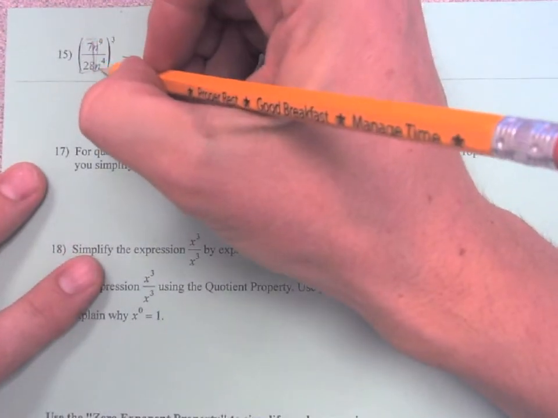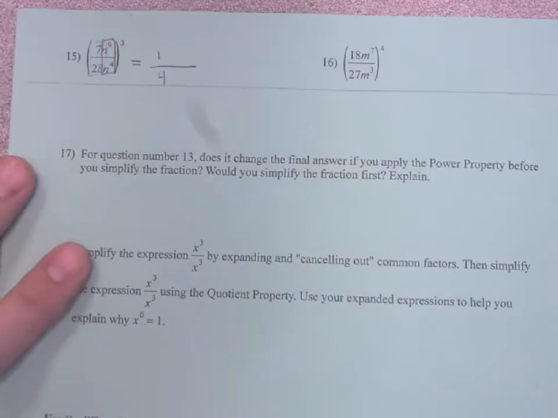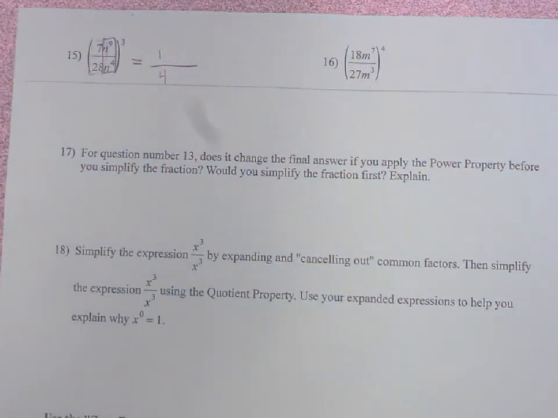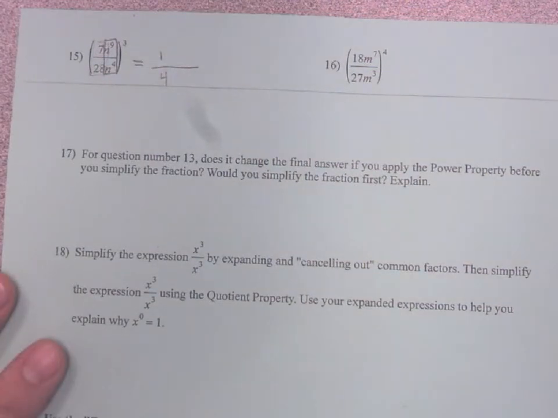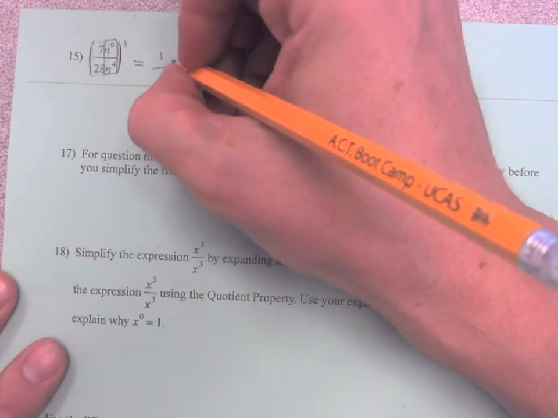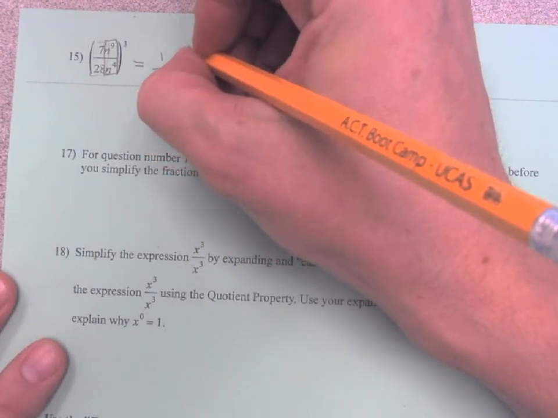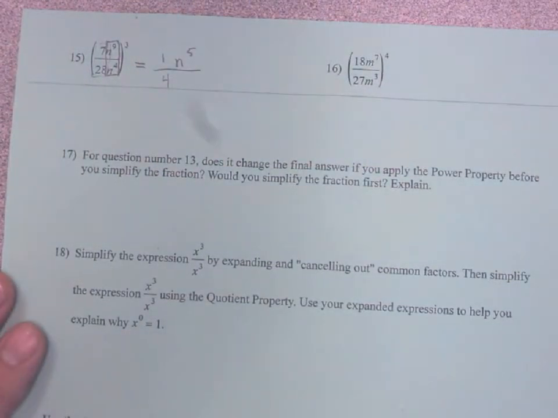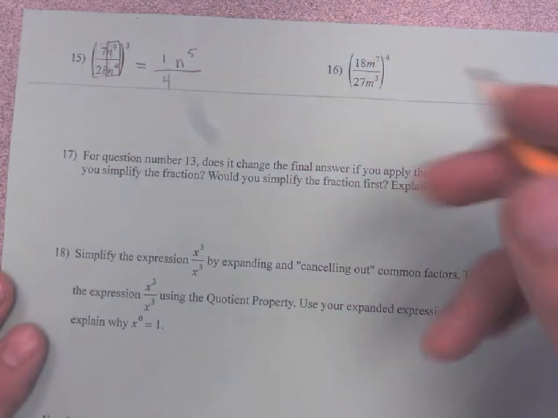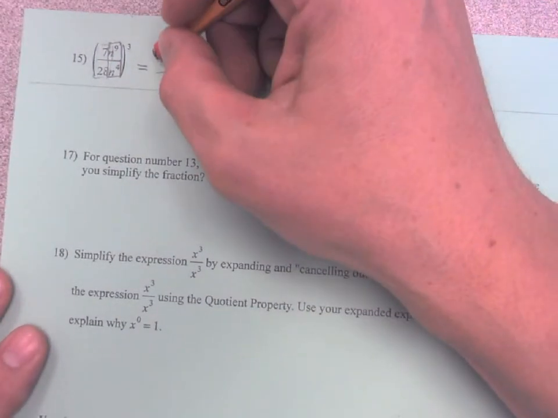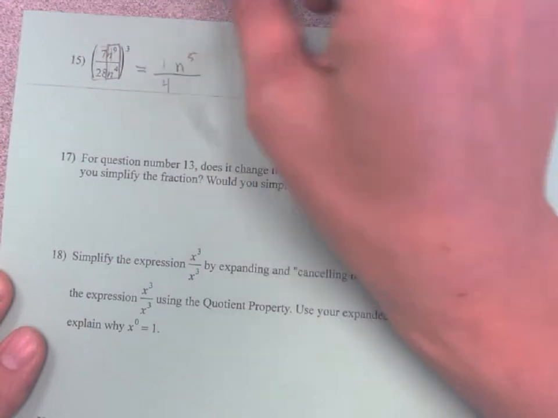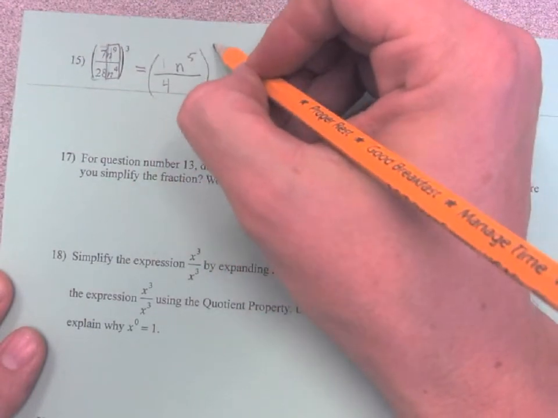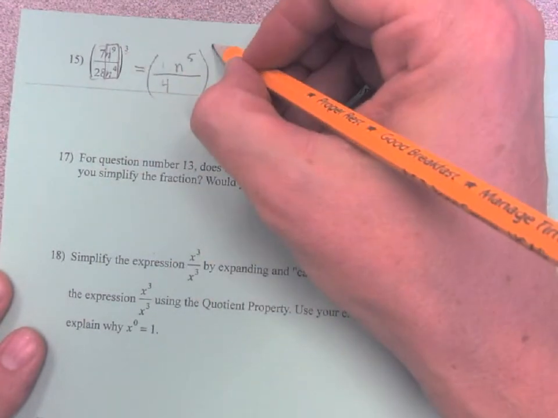We have n's on the top and n's on the bottom. So here I'm just going to use the quotient rule. n to the 9th over n to the 4th is the same thing as n to the 9 minus 4. So whatever 9 minus 4 is, happens to be 5, is going to end up being our new exponent. So that's going to go on top there. So we have 1 n to the 5th over 4, or just n to the 5th over 4. But all of that is still raised to the third power. We haven't taken care of that third power yet.